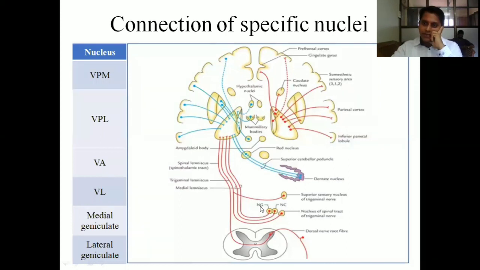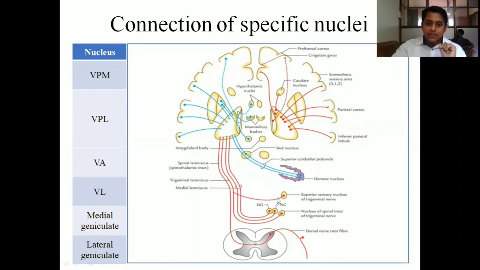What about the head and face? Where should the fibers come from? They should come from cranial nerves. The sensory fibers for the face and head come from cranial nerves. The cranial nerve involved in the sensation of head, face and neck is the trigeminal. Tri means it has three parts: the ophthalmic, the maxillary, and the mandibular. So it carries the sensations from this area.